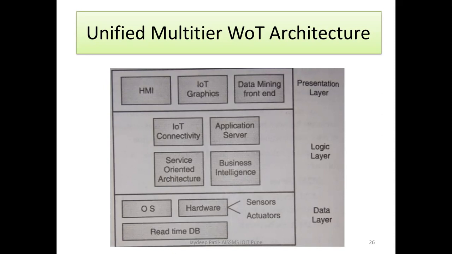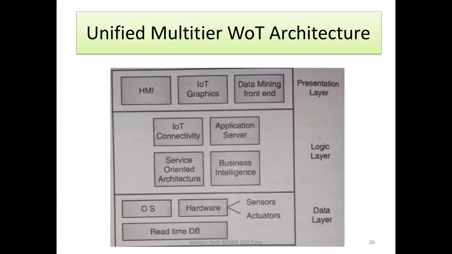Now the next point is the unified multi-tier WOT architecture. Here you can see the unified multi-tier WOT architecture. There are three layers: the presentation layer, logic layer, and data layer. Based on the middleware perspective, we have studied in the last session as well that IoT-based application realization can be done with the help of IoT.